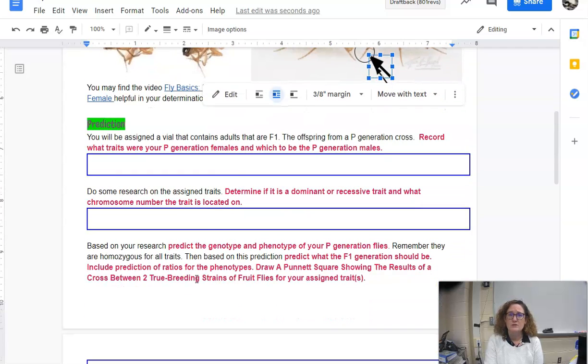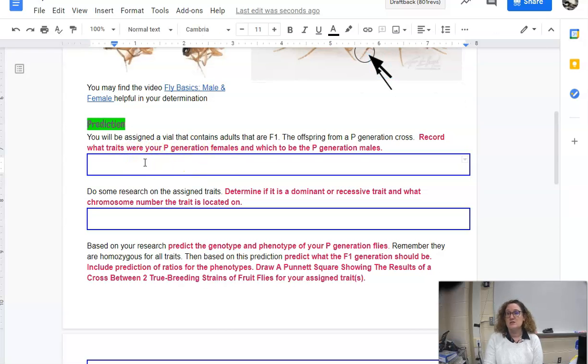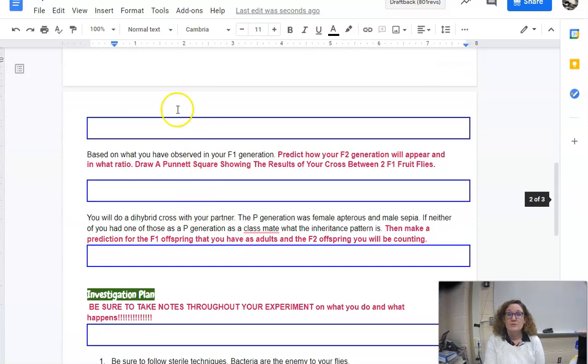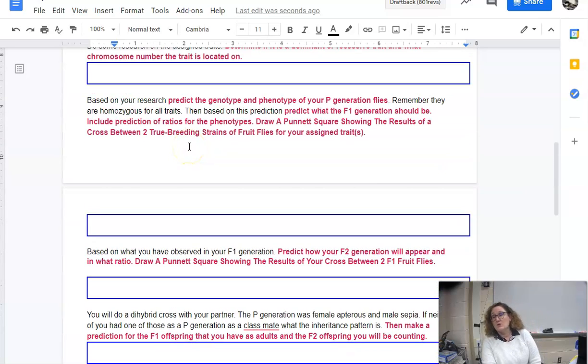But what I would like you to do is to work on the prediction, recording the traits that your P generation is. That's what's labeled on your vial. That's the P generation. And then what you're going to do is do some research on that, figure out, is your Apterus dominant or recessive, is your white eye dominant or recessive, is your sepia eye dominant or recessive, and then the chromosome number it's found on. From there then, if it's a sex-linked trait, it'll be on chromosome number 1. If it's not sex-linked, it'll be on chromosomes 2, 3, or 4. The fruit flies only have 4 chromosomes.